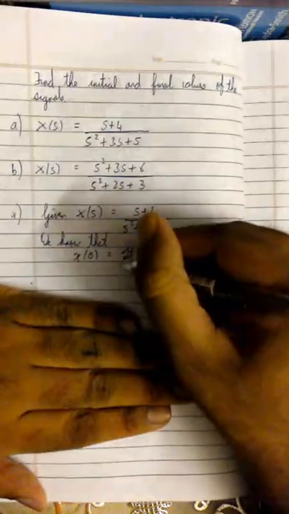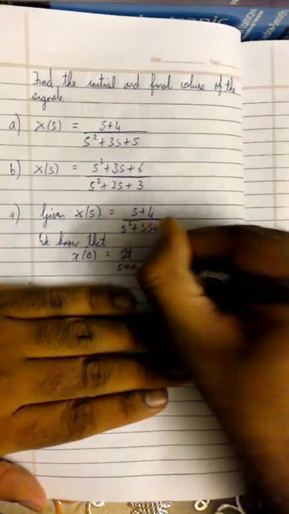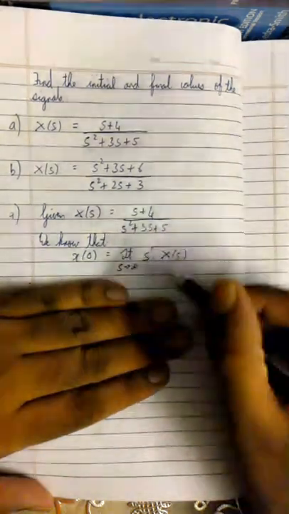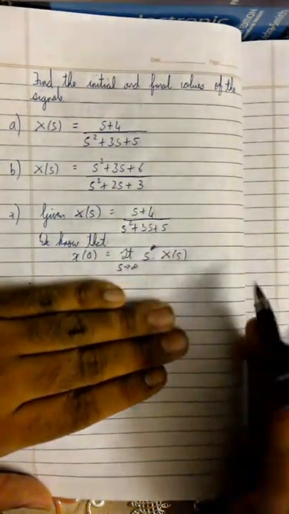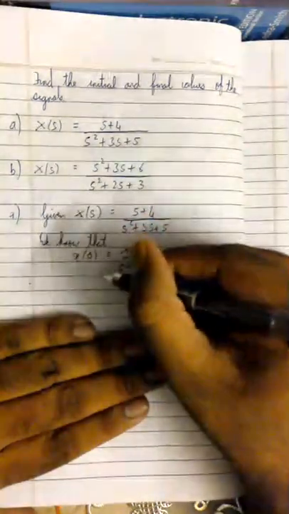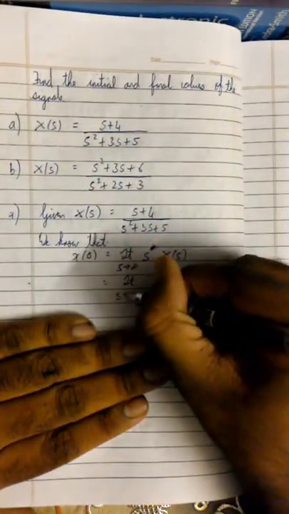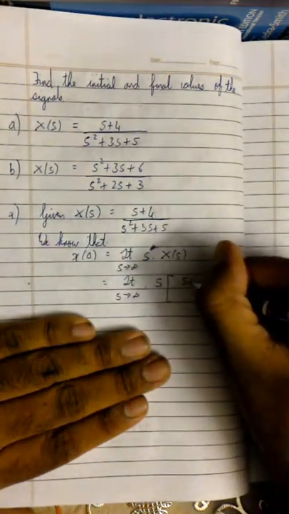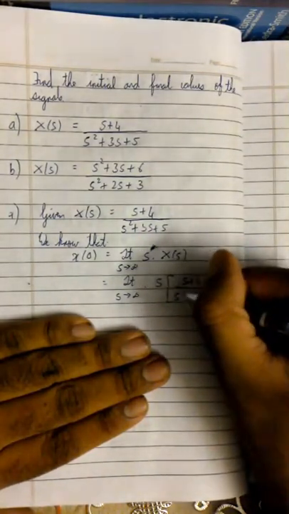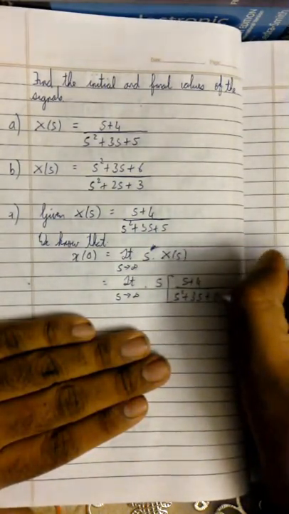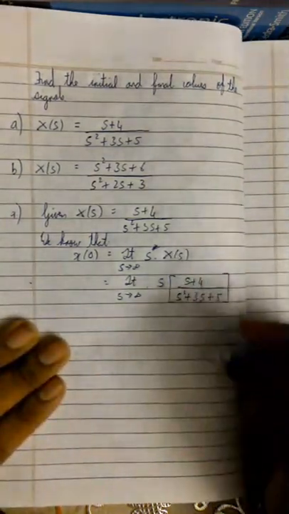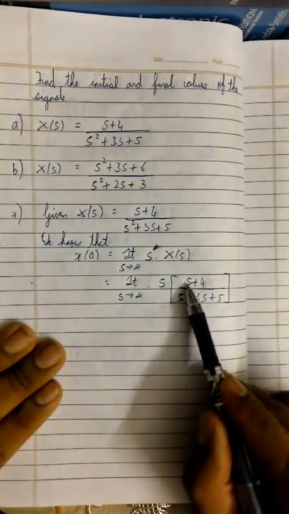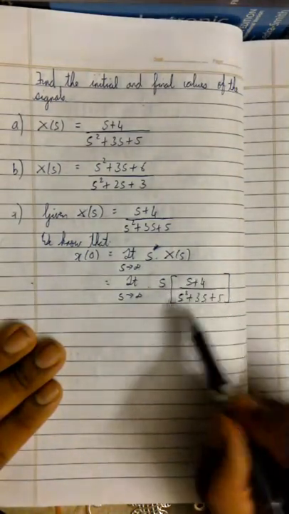So x(0) is equal to limit as s tends to infinity of s into X(s). Here X(s) is given, so I'm going to substitute that. It will become limit as s tends to infinity of s into (s plus 4) by (s square plus 3s plus 5). Now if I simply apply infinity here, this will become infinity into infinity plus 4 divided by infinity, which is not a proper value.